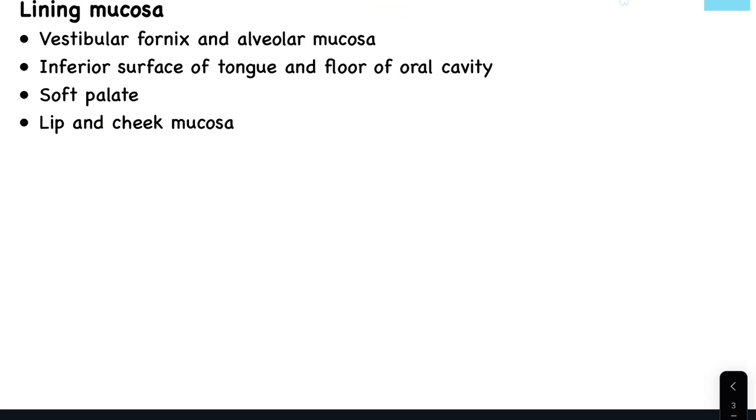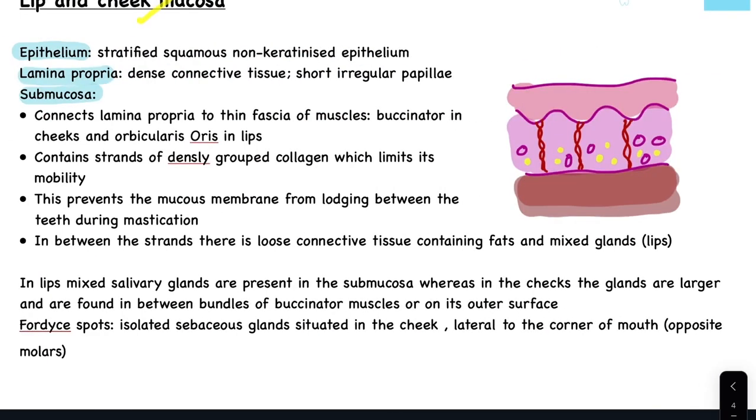The only one that is given in slight detail in the textbook is the lip and cheek mucosa, so I'll be covering it. The epithelium of the lip and cheek mucosa is stratified squamous non-keratinized. Then the lamina propria is dense connective tissue with short irregular papillae. Dense connective tissue, okay, that's fine. But the main point to remember is that it has short papillae. The papillae aren't very long. We saw long papillae in the masticatory mucosa, but here they are short.